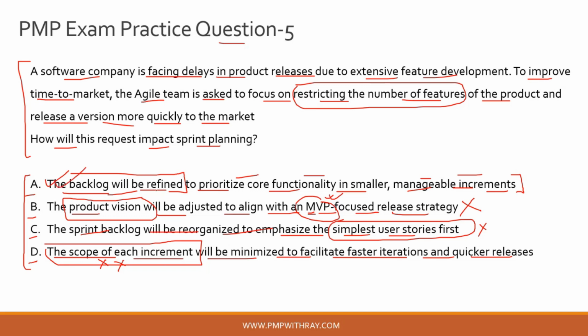And the correct answer to this question is option A, which is to refine the backlog, called backlog refinement or backlog prioritization, to prioritize the core functionality in smaller manageable increments. And this phrase is basically your MVP in the end. So the correct answer to this question is option A.